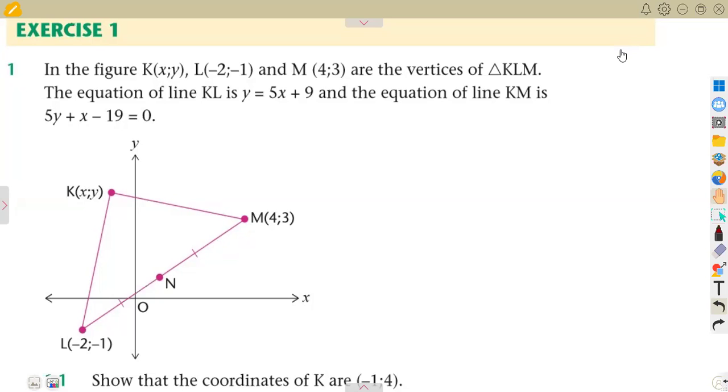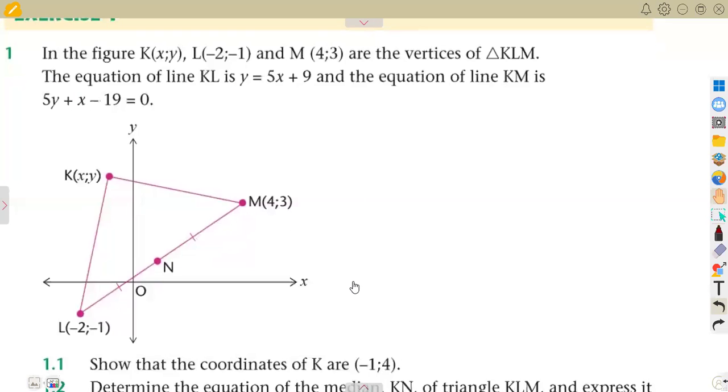We are still on our analytical geometry, and this is a continuation, a follow-up exercise from the previous introduction that we had. So make sure that you watch the introduction so that you will be able to understand what we are going to be referring to in this exercise.